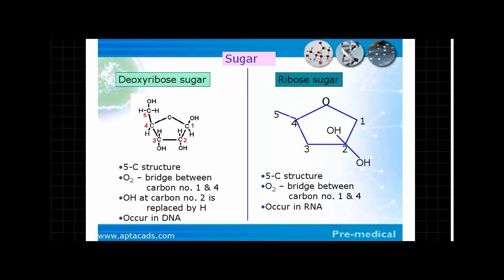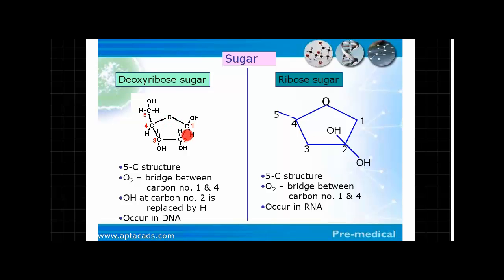Now oxygen bridge is present between carbon number 1 and carbon number 4, as we can see in the diagram. This is the carbon number 1, this is the carbon number 4, and the oxygen bridge is present over there.